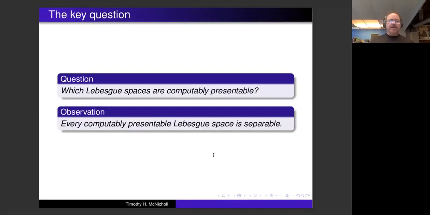Okay, so to get back to our question, we want to know which Lebesgue spaces are computably presentable. This is a natural class to study from computable structure theory's perspective, so the first thing you want to know is which of these spaces you can present. Let's start with this kind of silly observation: every computably presentable Lebesgue space is separable, because they all have linearly dense sequences, so the set of rational vectors is dense.